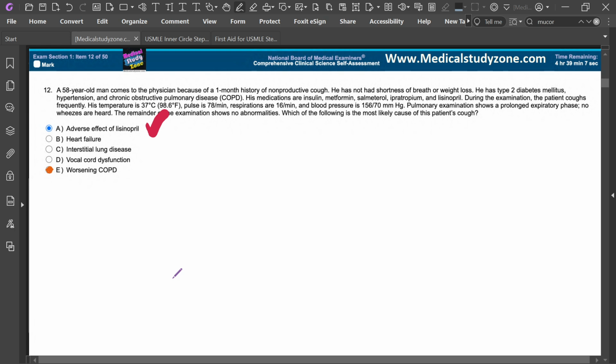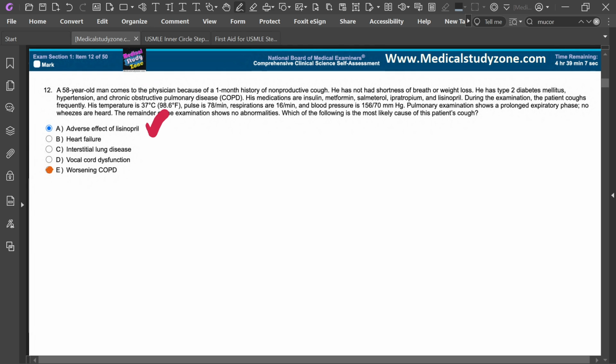This patient has a non-productive cough for 1 month. Why is it not COPD? This patient has COPD, and this patient is taking a drug like lisinopril for a long time.